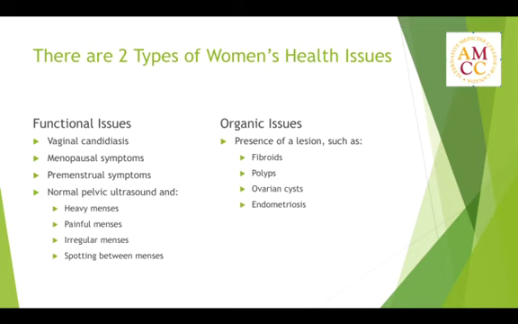The other type of women's health problem is what we call functional issues, in that there are symptoms, but when women have gone to their gynecologist, the pelvic ultrasound is normal. So the person may have heavy periods, painful, irregular periods, spotting between periods, and yet the pelvic ultrasound is normal. There is no actual organic lesion. Premenstrual symptoms and symptoms of menopause would fall into that category as well.